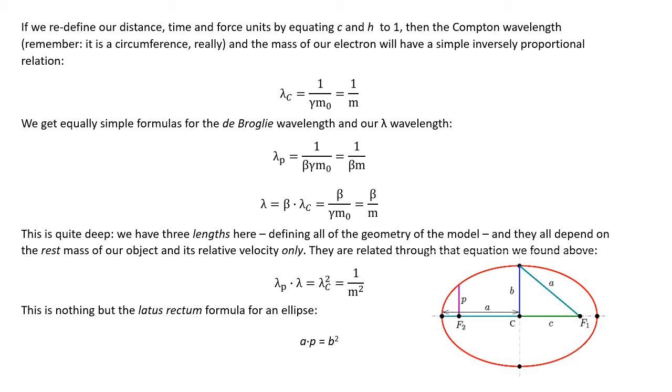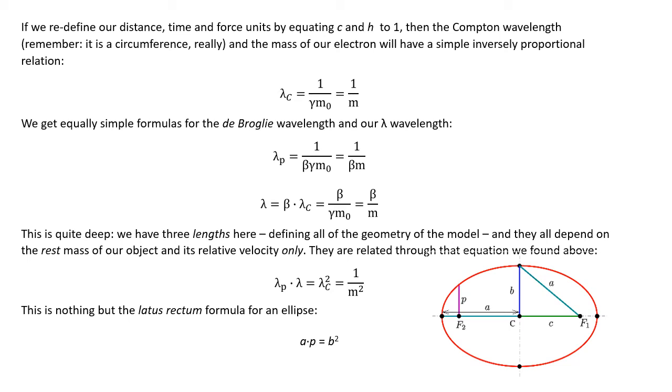Then it's 1 over... it was h divided by mc, remember? But h is 1, so I have 1 in the denominator, and then I had mc, but c is 1, so I'm left with m. So it's 1 over m, and 1 over m is equal to the Lorentz factor times the rest mass. So the de Broglie wavelength, I said that was 1 over beta times the Compton wavelength. So that becomes 1 over beta m.